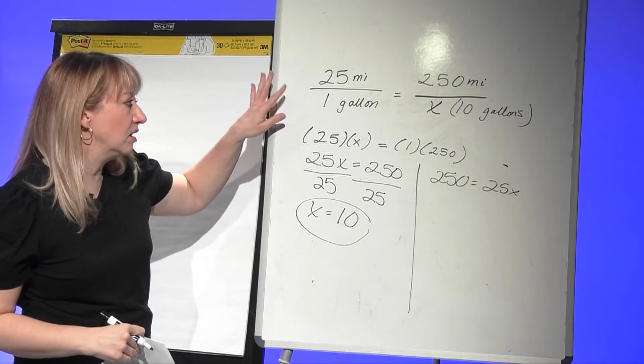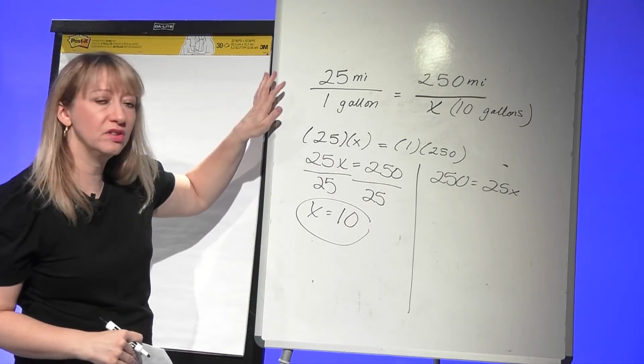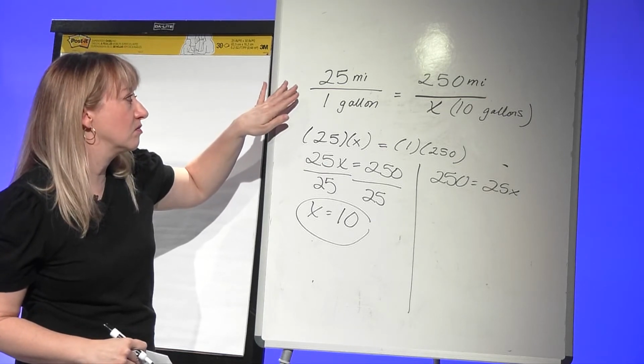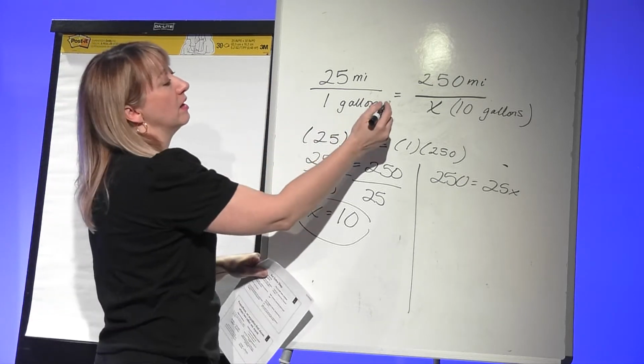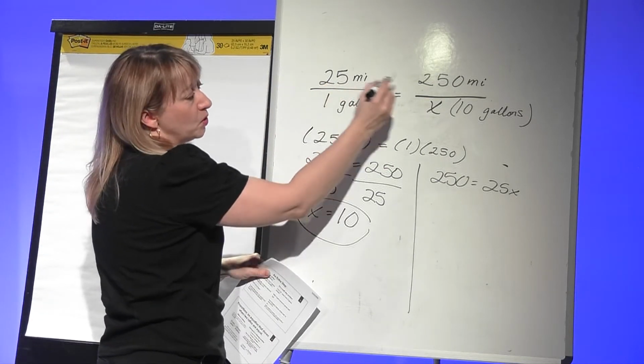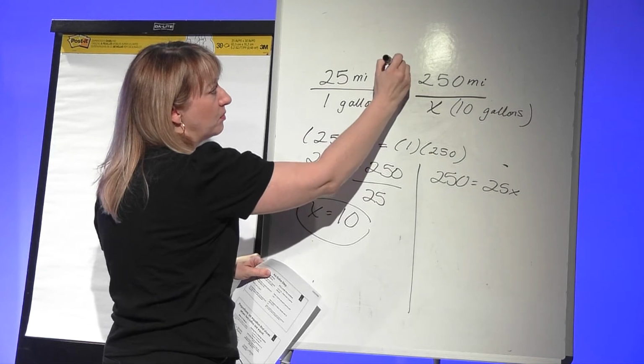Now this is a simpler explanation or a simpler example because they are fractions. So technically you could simply look at this and say, okay, to get from 25 to 250, I just multiplied by 10.